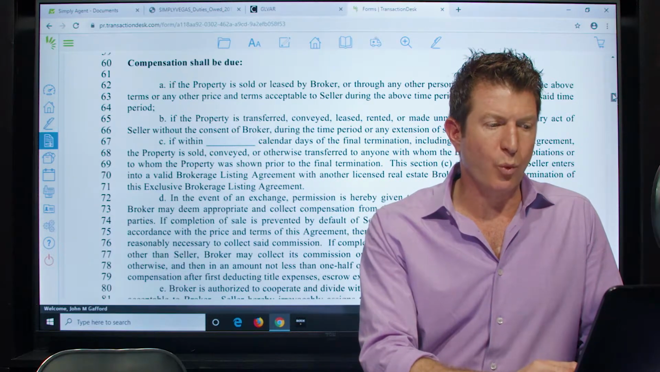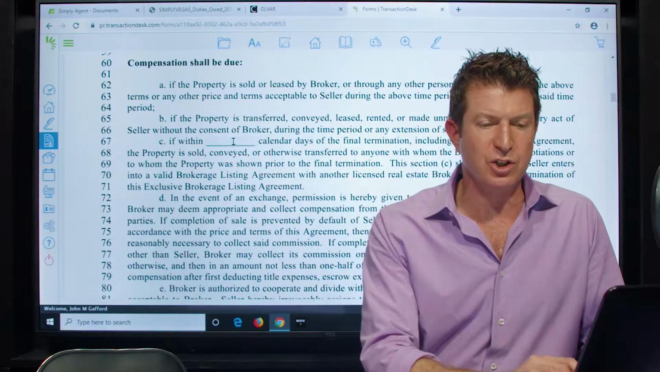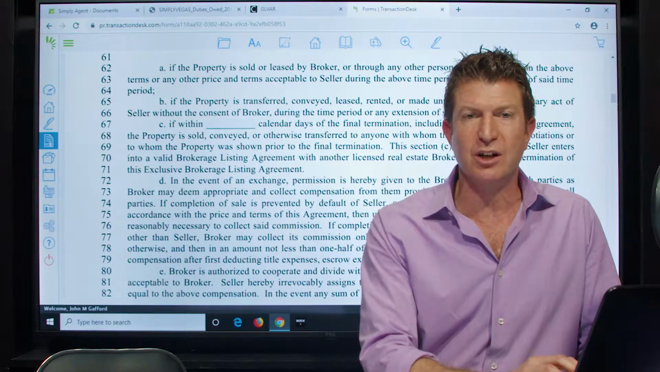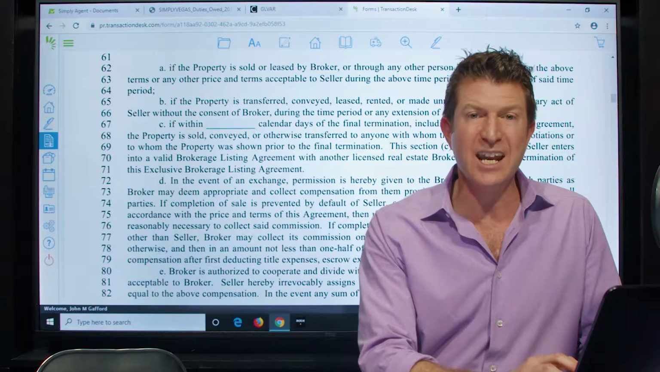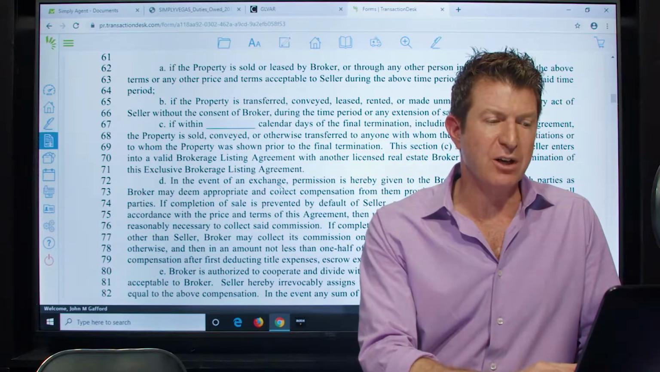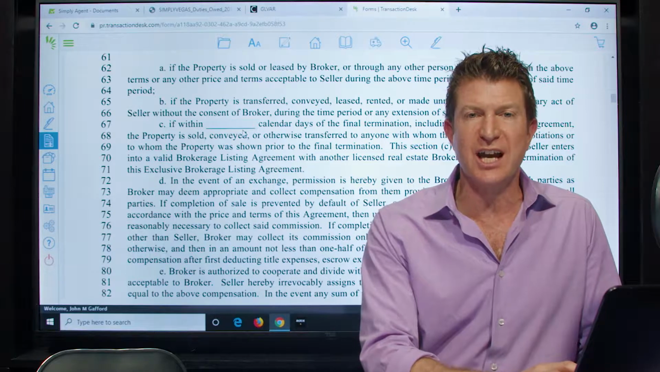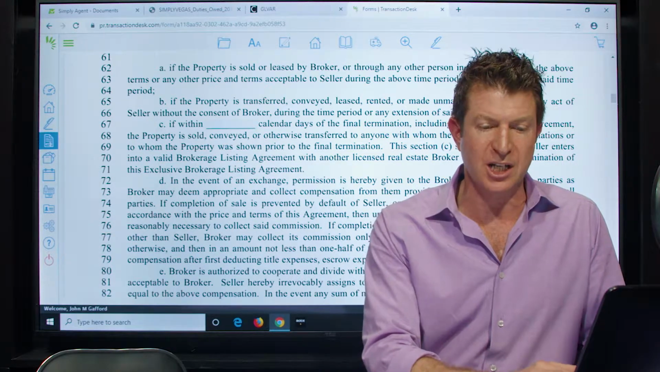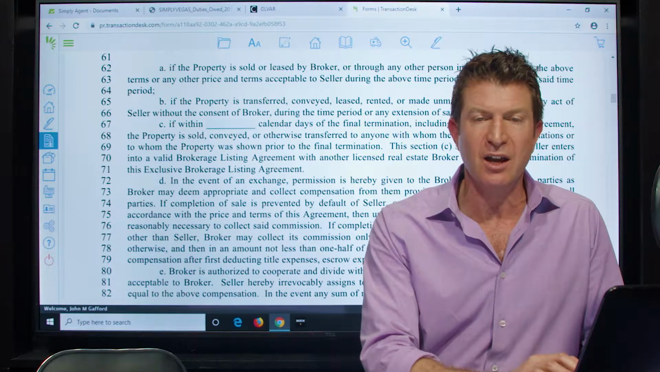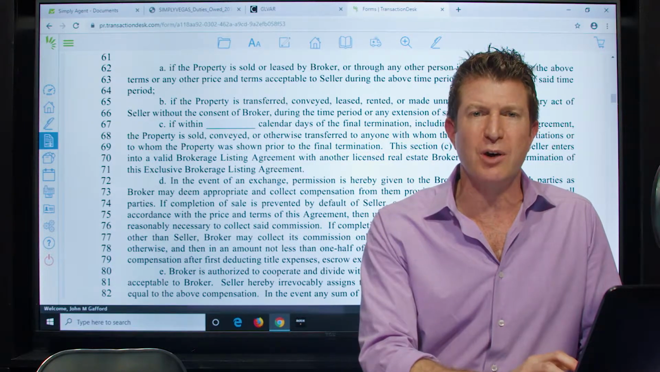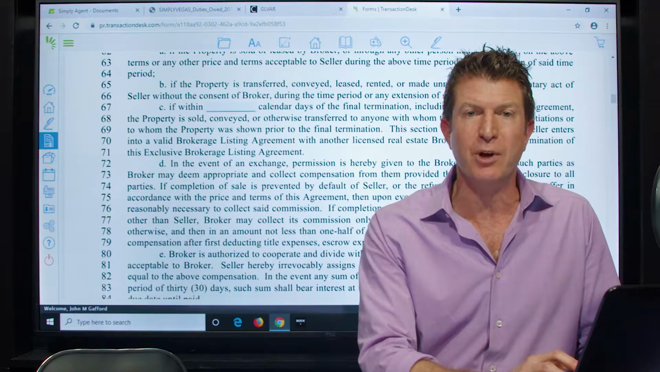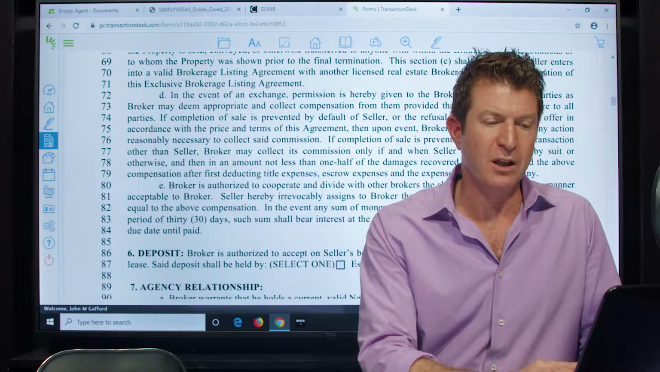Going down, when the compensation is due. What this paragraph says is if we are right at the end of a listing agreement and we're in escrow, you have X period of time to close that transaction without needing to go to another listing agreement. I typically put 30 days in there. This is not a holdover where you can exclude another agent for a period of time from being able to take a listing.